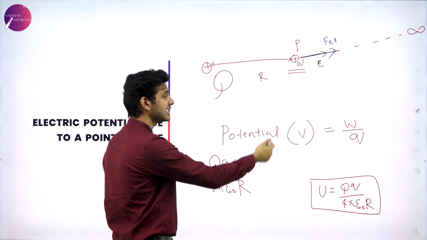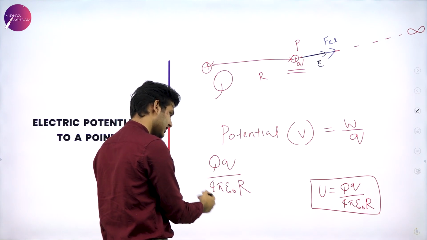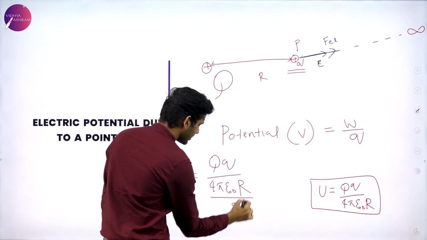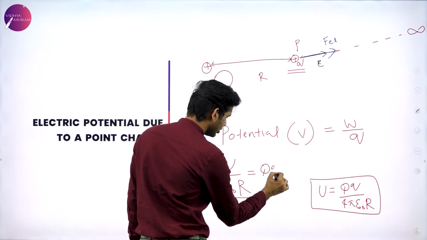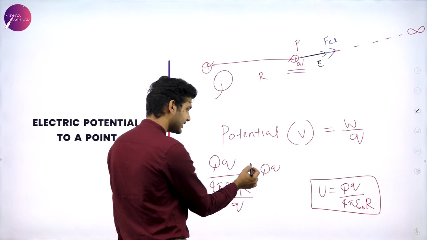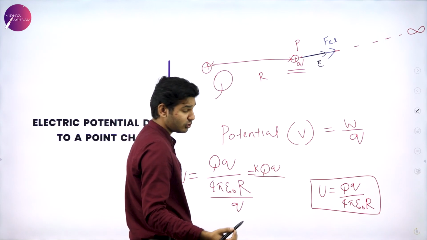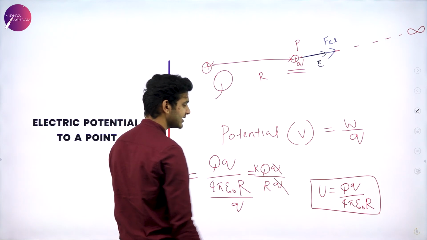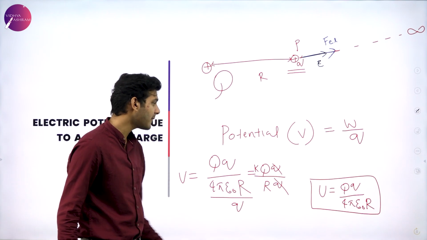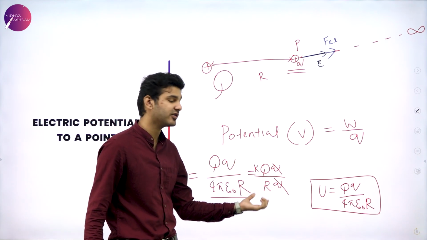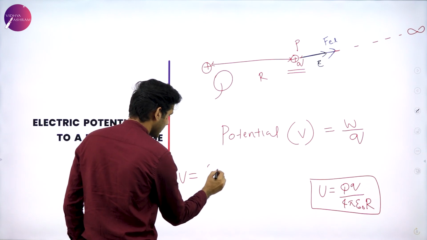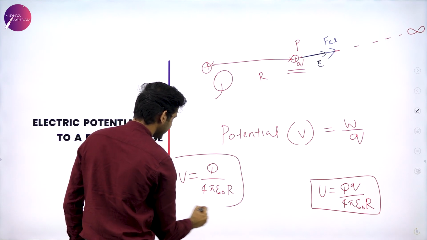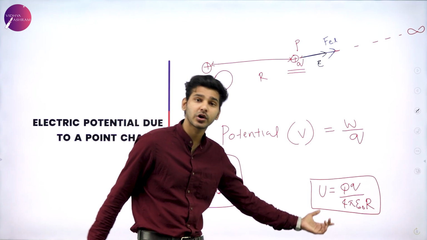Now, coming to the potential, it is W by q, and W is here, and you have to divide it by q. For this 4 pi epsilon naught, I'm just taking it as K because we already know that, divided by r. This q will come here, and these q's will cancel each other out, and then you will have the equation for potential, which is given by KQ divided by r, that is Q by 4 pi epsilon naught r, and this will give you the potential.